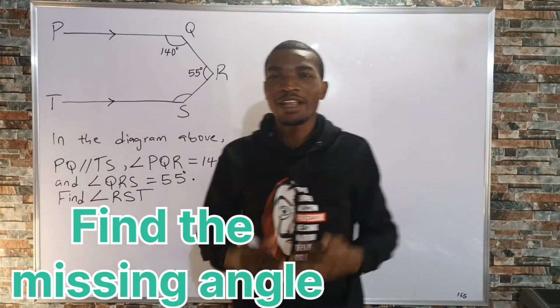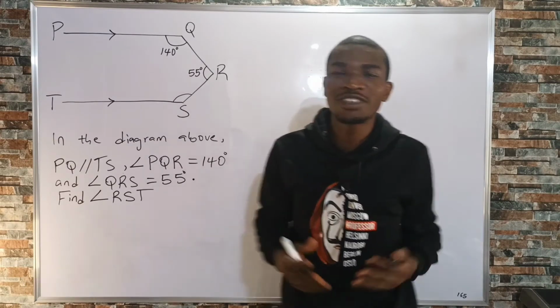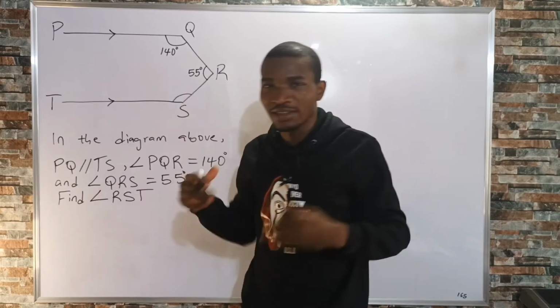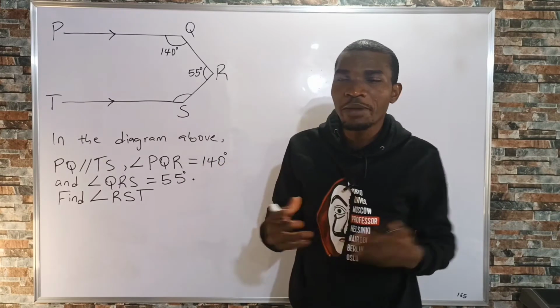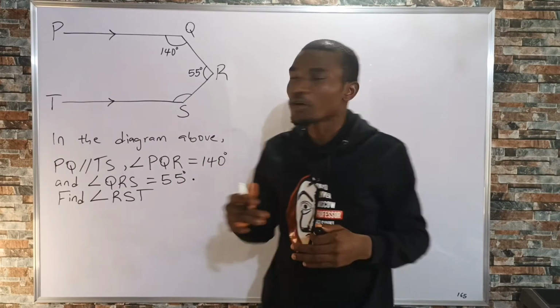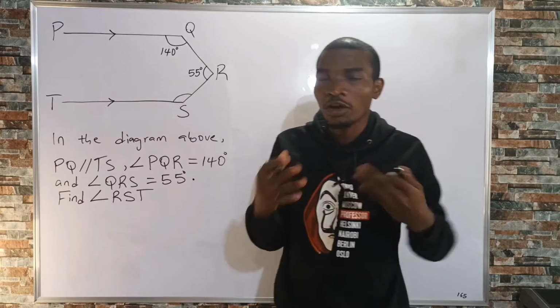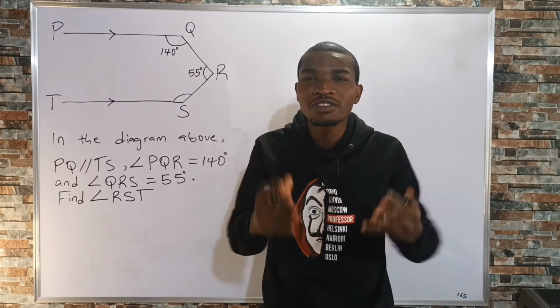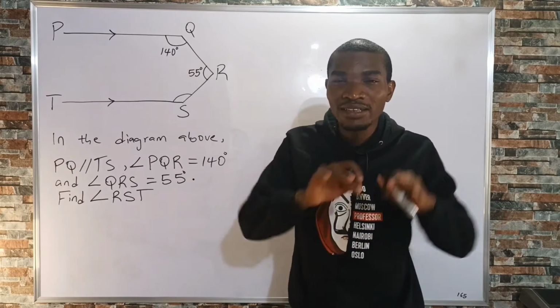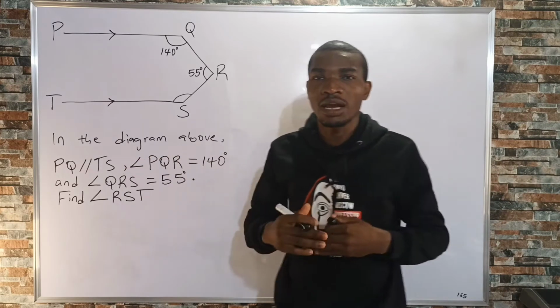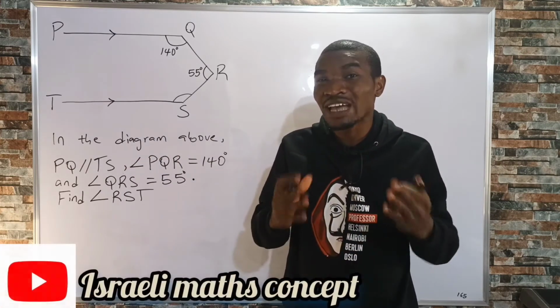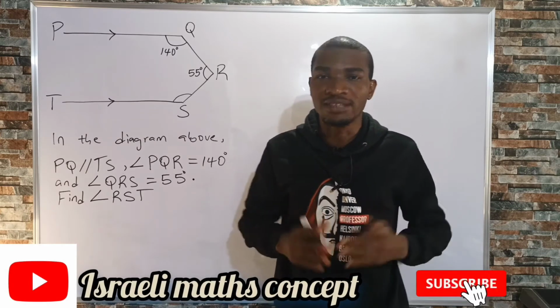In this tutorial, I will find the required or missing angle in this given diagram. But before then, remember that if you must be able to solve a given problem of this kind well, there is need for you to recall your basic knowledge of alternate angles and the sum of angles on a straight line, which will total 180 degrees.